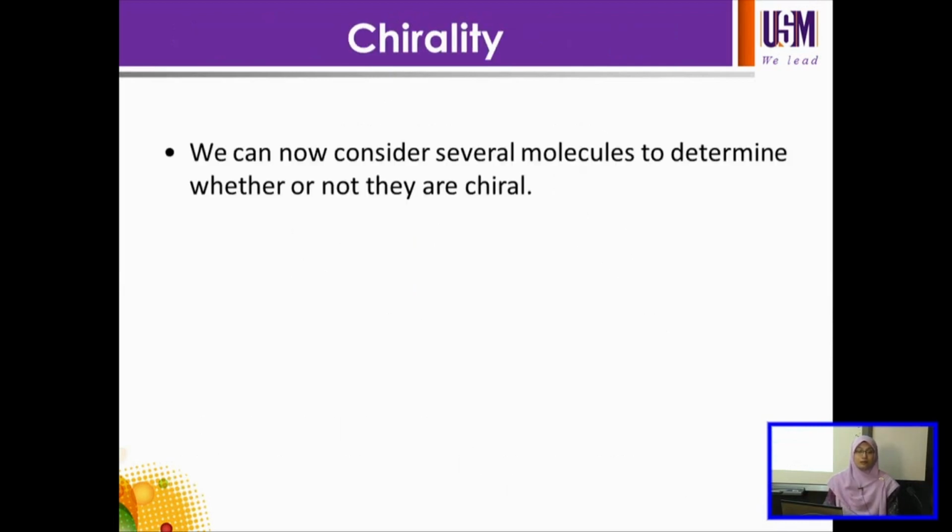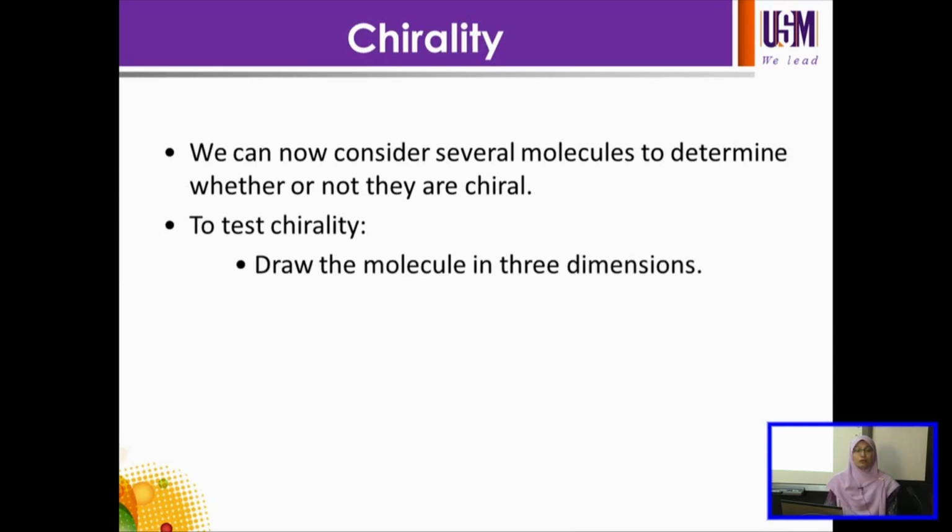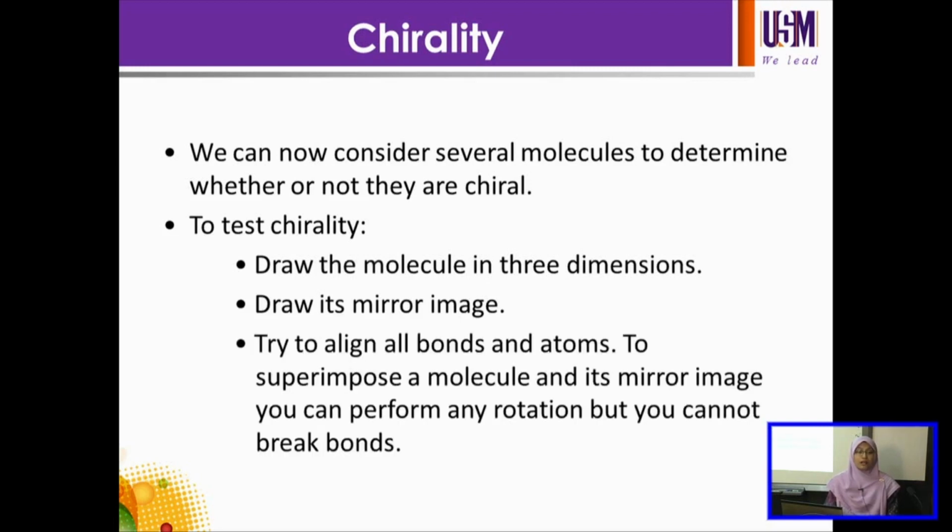We now consider several molecules to determine whether or not they are chiral. To test chirality, you have to draw the molecule in 3 dimensions, draw its mirror image, and try to align all bonds and atoms to superimpose a molecule and its mirror image. You can perform any rotation, but you cannot break a bond.